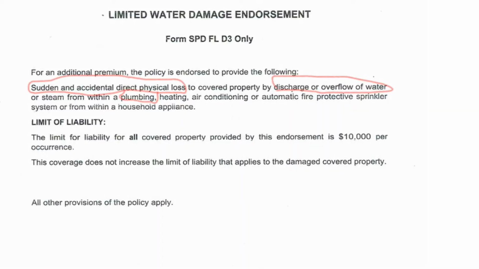So I'm going to put this policy up that I have to give you a prime example of the language that they talk about. Now, this is a limited water damage endorsement, and this is where you normally see this type of language, and here it is. Sudden and accidental direct physical loss of covered property by discharge or overflow of water or steam from within a plumbing, heating, air conditioning, or automatic fire protective sprinkler system or from within a household appliance. All right. So, based on that language, they don't talk about the indirect or gaining access to the pipe.